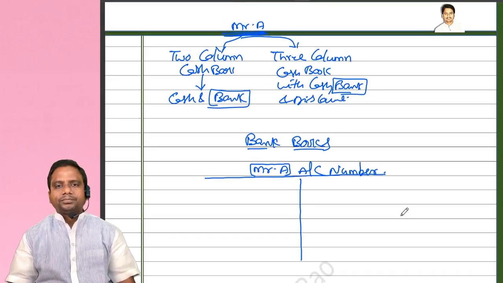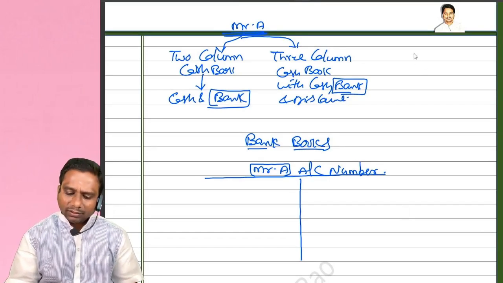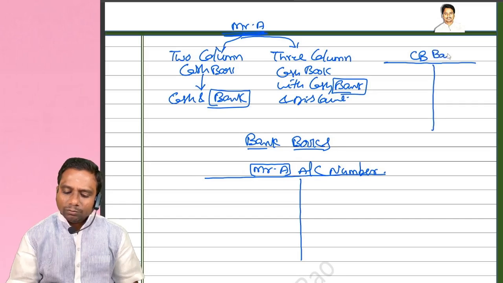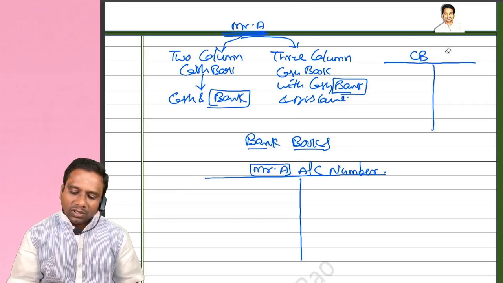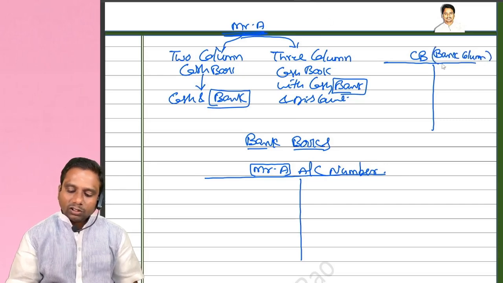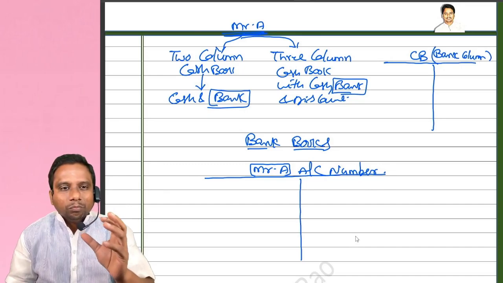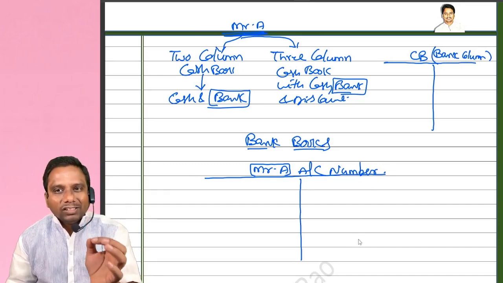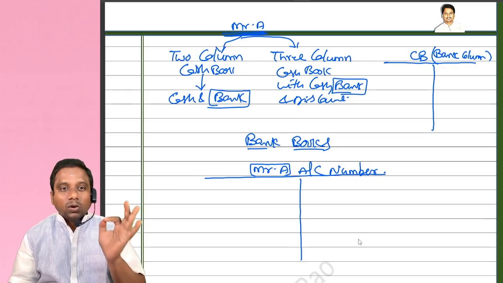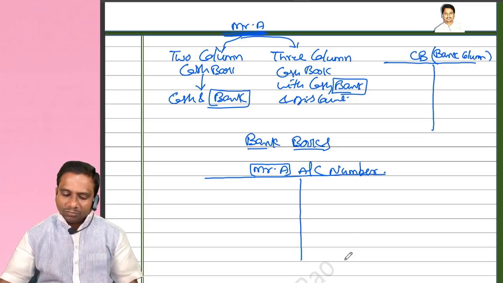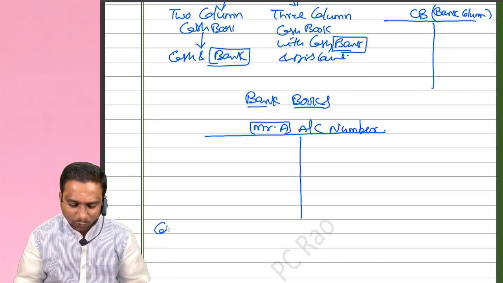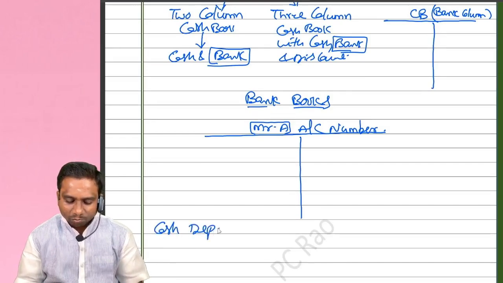Now look, we are depositing money in the bank. Do remember, in the entire chapter of BRS, cash book means the three column cash book, that too the bank column only. Cash book means bank column only. Right? Now we take one transaction: cash deposited in bank.